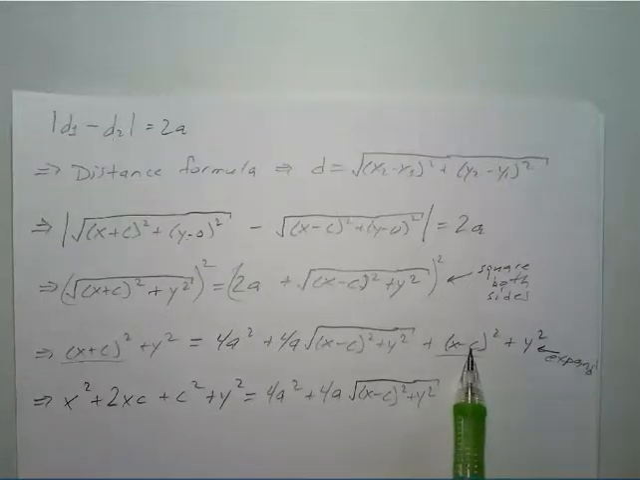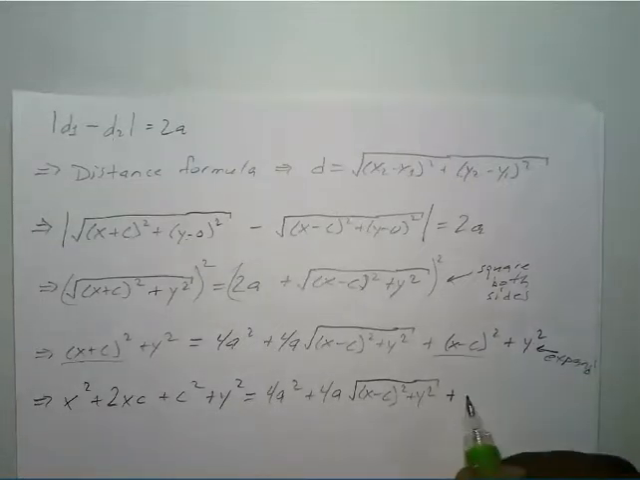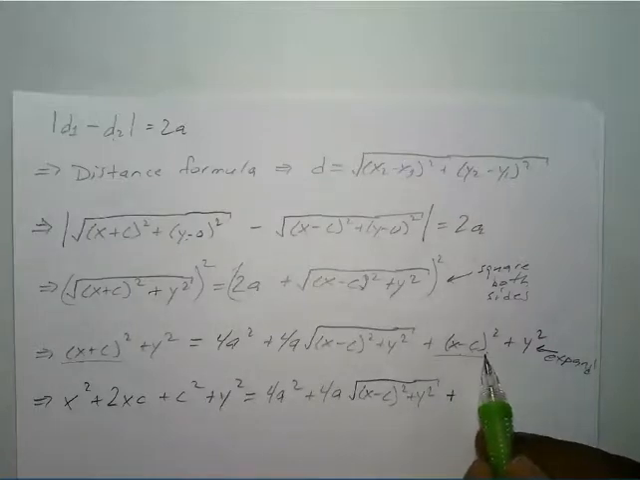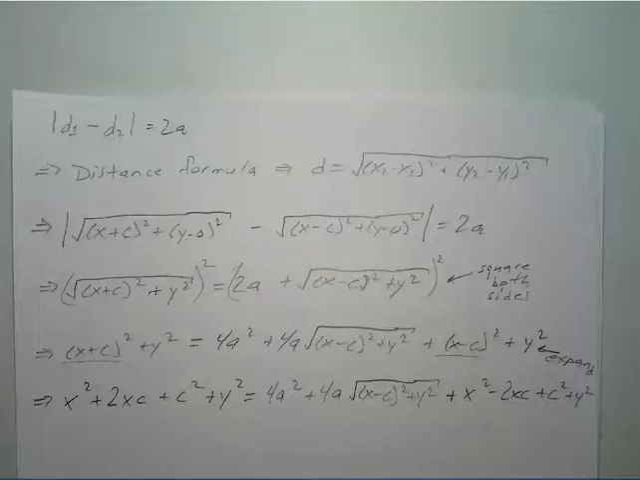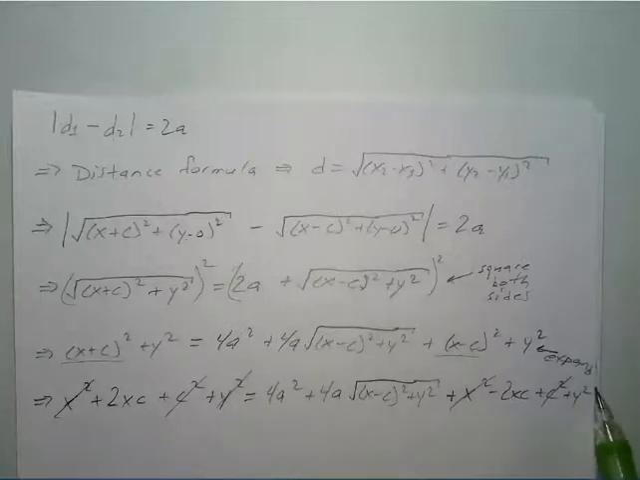Now if we expand this, we will end up with plus, because remember that's just (x − c) times (x − c), and then we do the FOIL method: x² − 2xc + c² + y². Now if you look really carefully, you'll see that if we subtract x² from both sides, those two will cancel out. If we subtract c² from both sides, those two will cancel out. If we subtract y² from both sides, those two will cancel out.